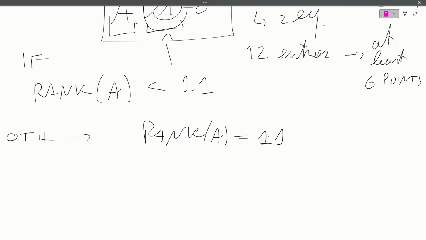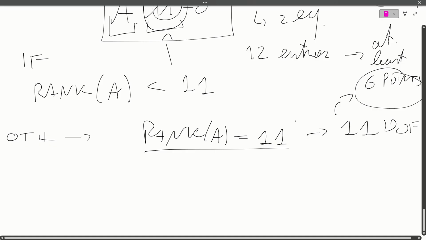Okay, and being rank 11, the matrix A has 11 degrees of freedom, and as I said, with 6 points we can find a solution. Okay, how can we find a solution of a linear system like that? Using a method that you can find online, that is called SVD decomposition.